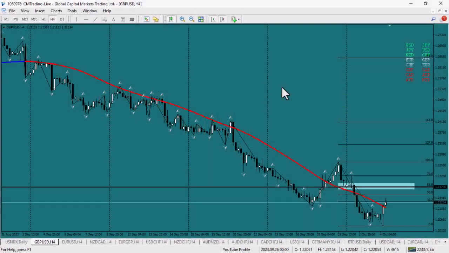My first pick of the day is a potential short on the pound. But before we proceed, remember that trading carries risk and never trade with money that you cannot afford to lose. Please note the disclaimer in the description.